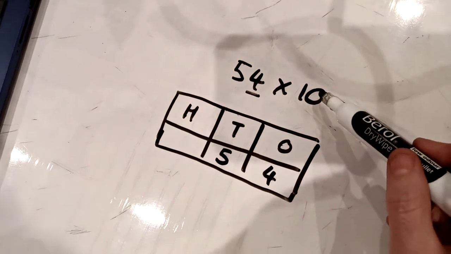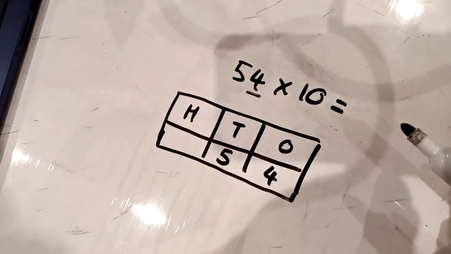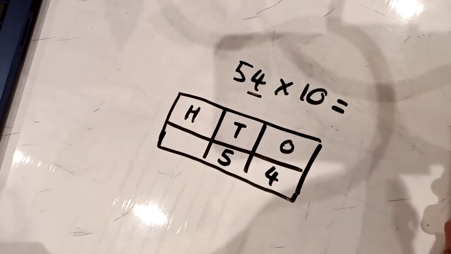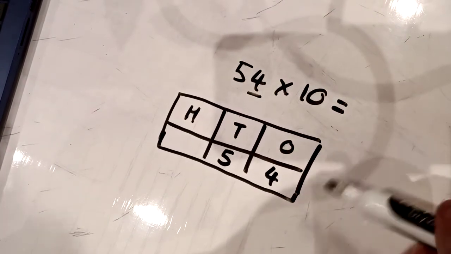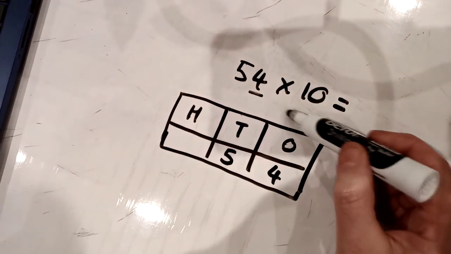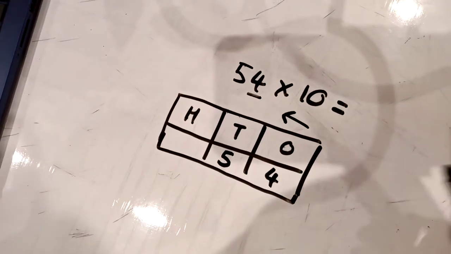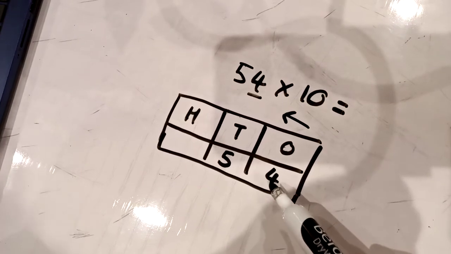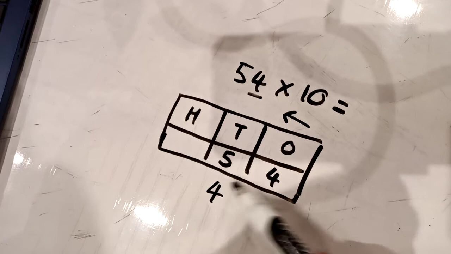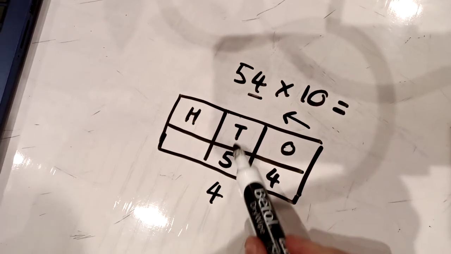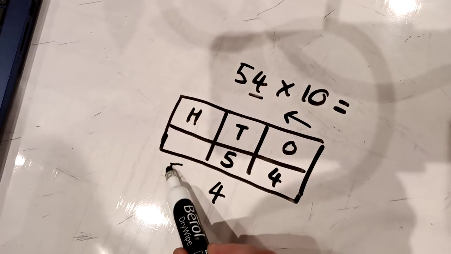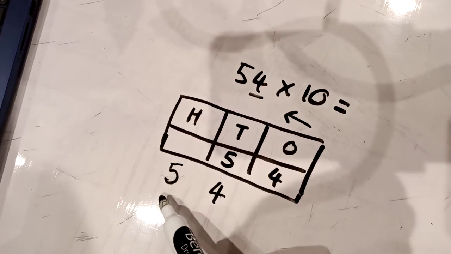We need to make the 4 10 times bigger, and the 5 tens, the 50, 10 times bigger. So what we're going to do is move the digits one place that way and make them bigger. The 4 ones now become 4 tens. The 5 tens now become 5 hundreds.